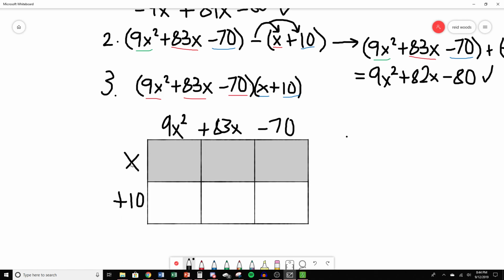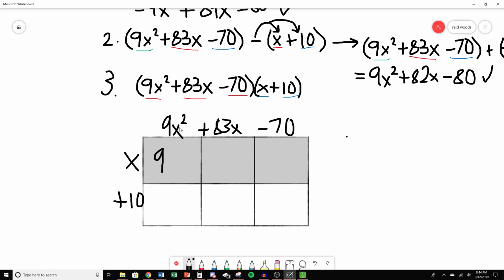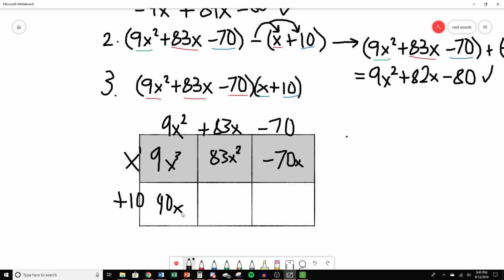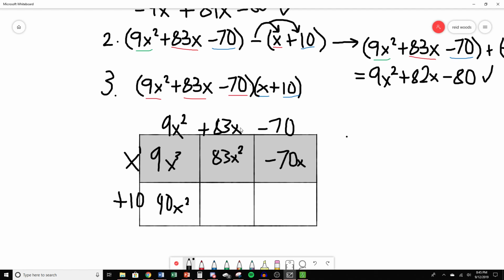So here we're multiplying. Remember when you multiply, we have 9. When you multiply x's, x squared times x, this is a 1. You add the powers, this becomes x cubed, okay? X times 83x, that becomes 83x squared, okay? X times negative 70, well, that's negative 70x. Right here, 9x squared times positive 10, that's 90x squared. Then here we get 83x times 10, that's 830x. And then the last space, negative 70 times 10 is negative 700.